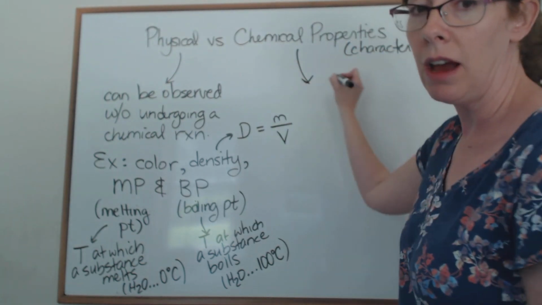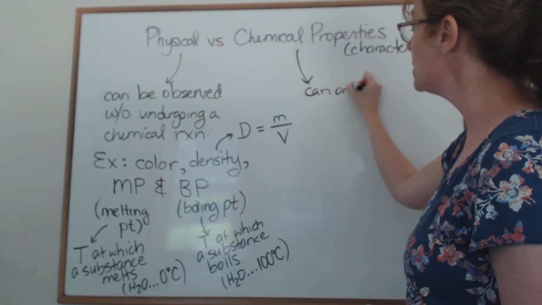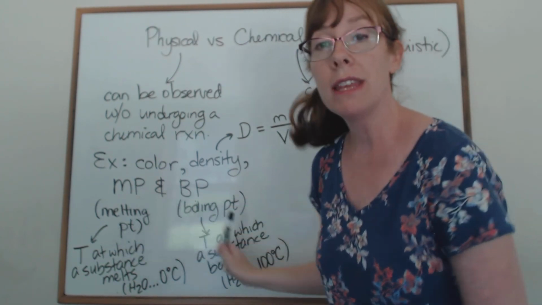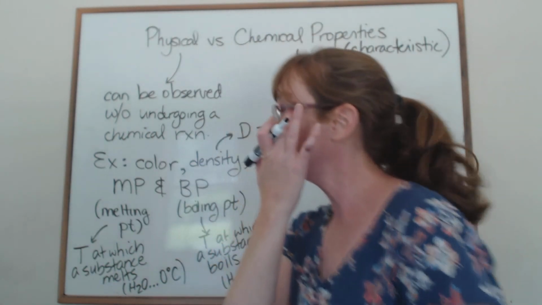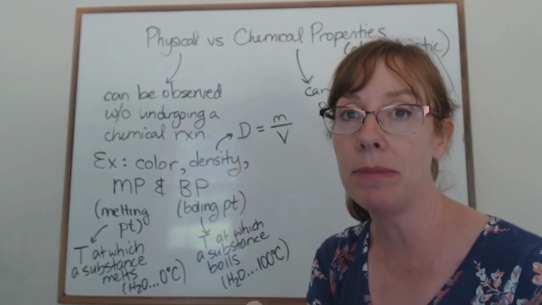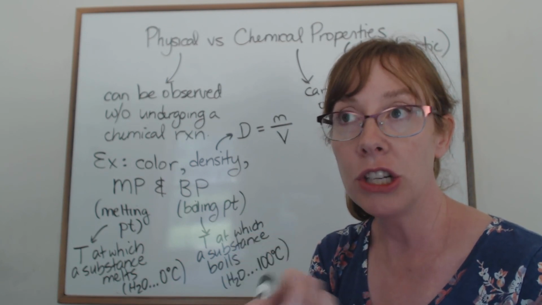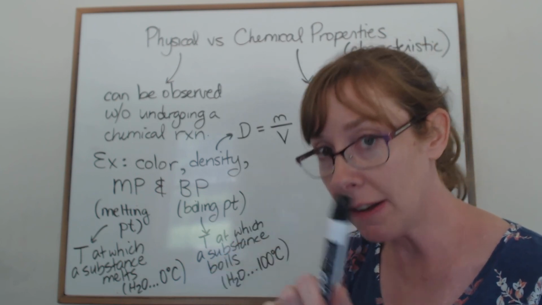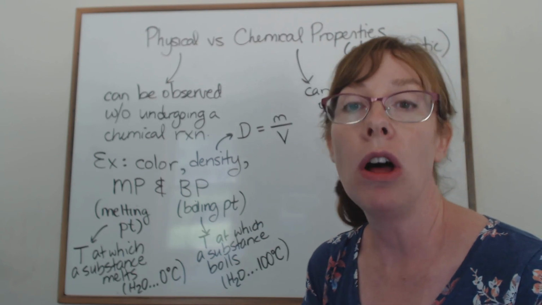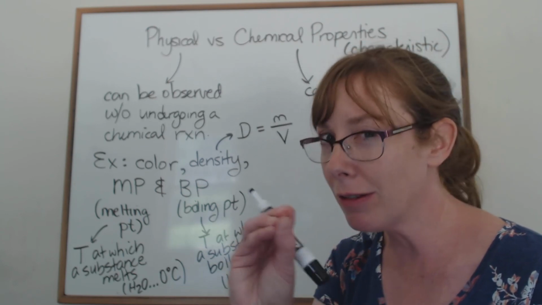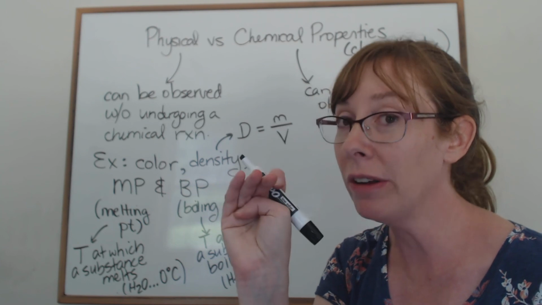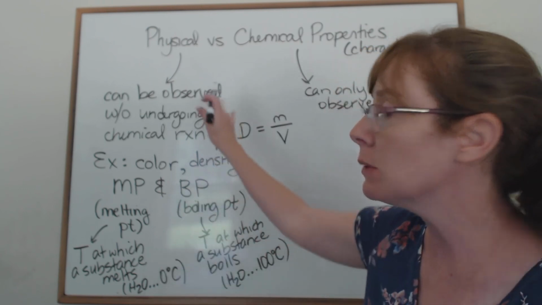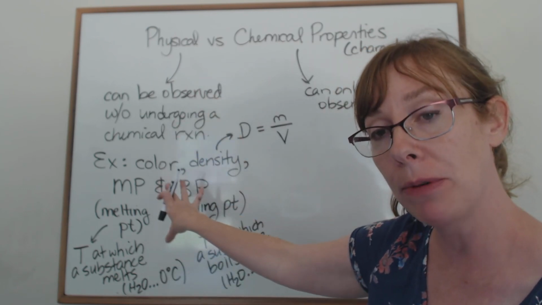Chemical properties, in contrast, can only be observed. Oh, actually, let me back up just for a second. Why are melting point and boiling point physical properties? The key is you can determine something's melting point just by melting it. And that is not a chemical reaction. Remember, that's just a phase change or a physical change. So all you'd have to do to find something's melting point is have a thermometer, melt it, and record at what temperature it started to melt. That's very simple. That's not a chemical reaction. So that's why these are called physical properties.